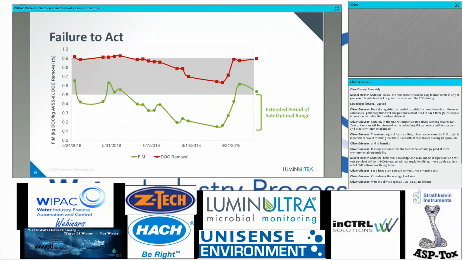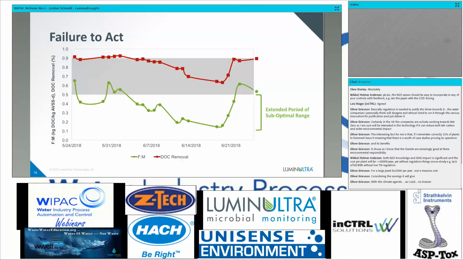So I want to give a couple of examples from the data of how this could be used in practice. This is an example where F2M was failed to be acted upon. The gray band is the optimal range, 0.5 to 0.9. The green line is F2M, the true F2M, DOC over ABSS. And then we have DOC removal in red.